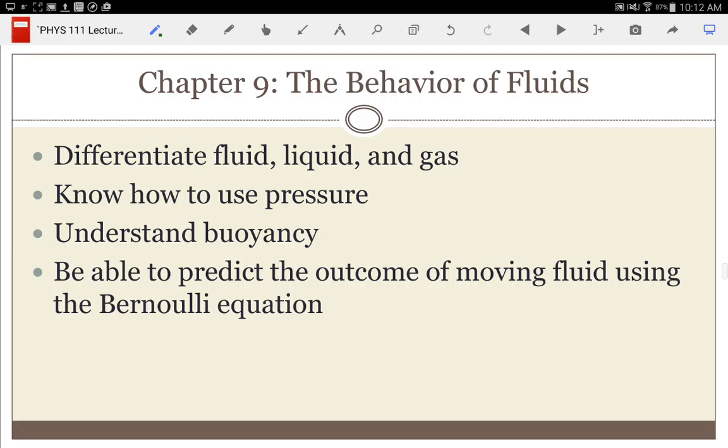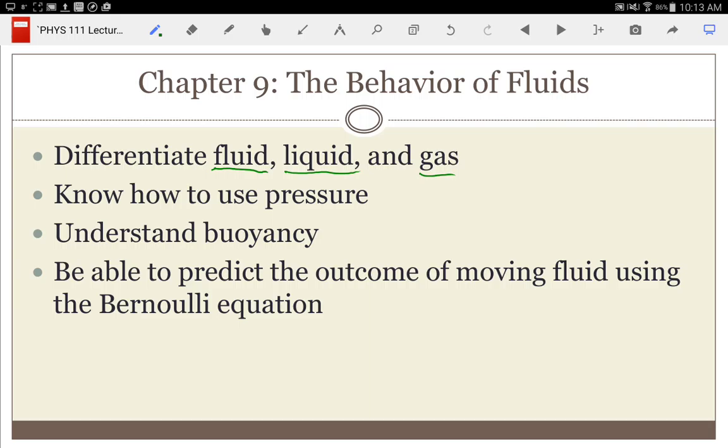Then we turned a page, got to the material for the second exam. We started talking about behavior of fluids, and we had to differentiate between fluid, liquid, and gas. What were the three common states of matter? Solid, liquid, and gas. Defined by things like a solid can't change its volume or shape because the atoms are in fixed positions. A liquid can't change its volume, but it can change its shape because the atoms are held together, but their positions can move relative to each other. A gas can change its shape and volume because the molecules are free.